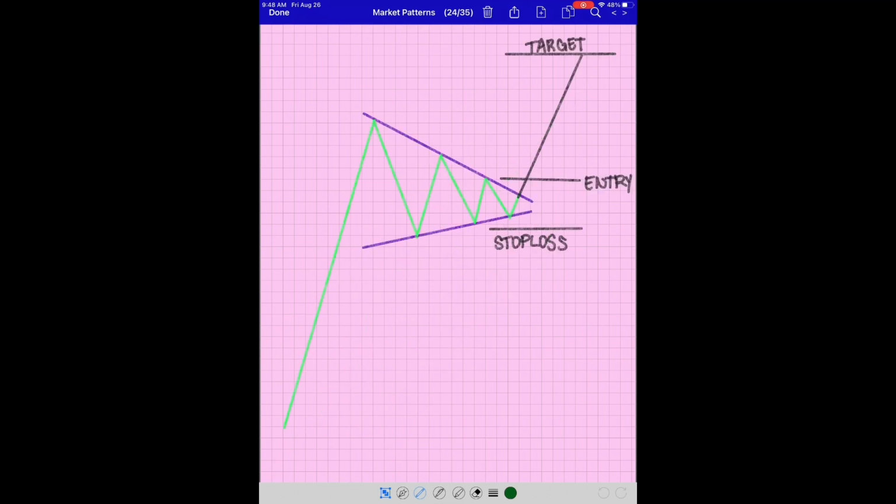The next continuation pattern I want to go over is called the bullish pennant. The bullish pennant is a continuation pattern that occurs in an uptrend after a sharp rise in price. It resembles a flag as price moves sideways, making gradually lower highs and higher lows. This pattern gives investors an opportunity to enter or re-enter on a trade to profit from the continuing move up.